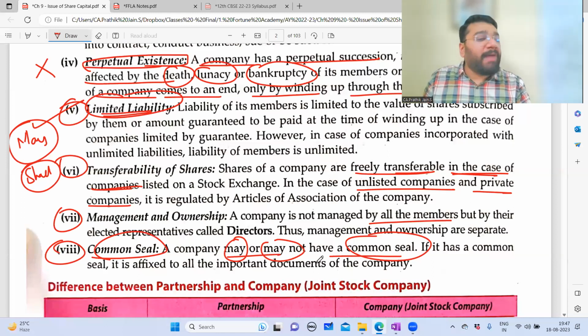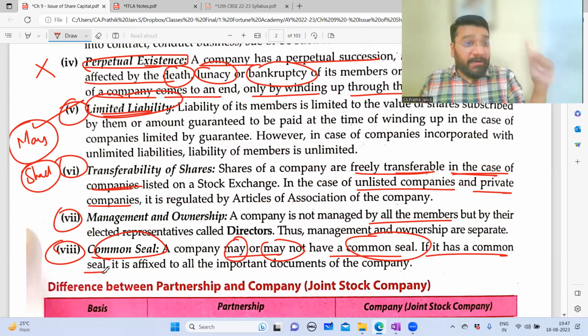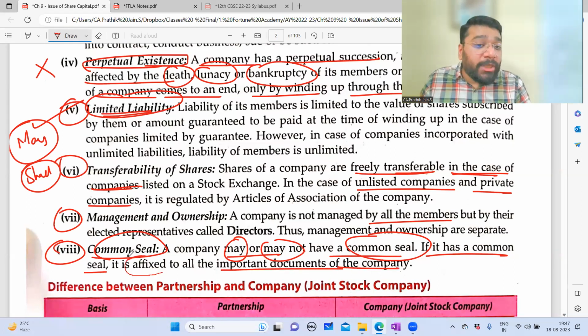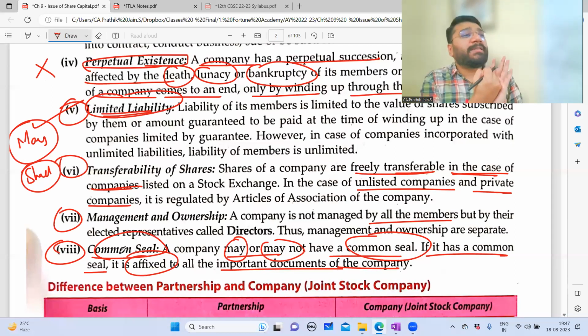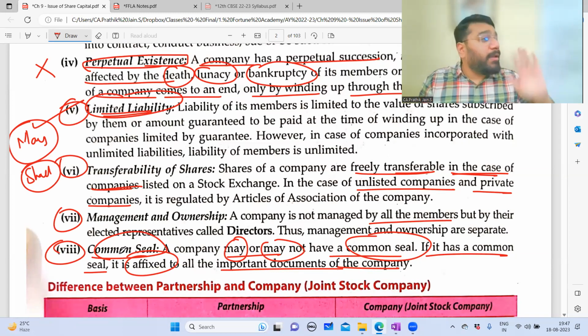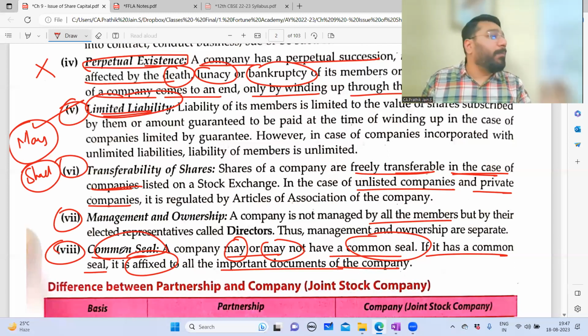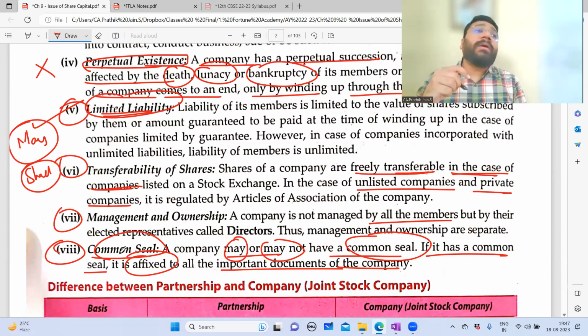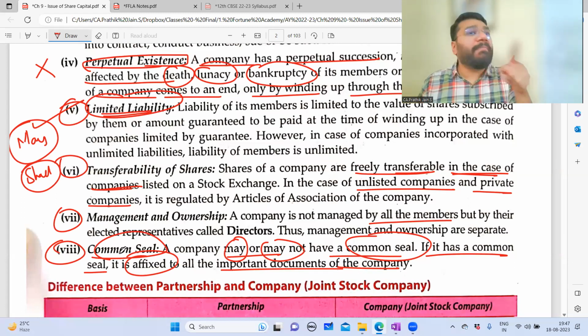So here the word they've used is "may": a company may have a common seal. If a common seal has been registered, then in all the important documents of the company, you have to affix the common seal, which confirms that this is the decision on behalf of the company. Am I clear with this point? So the common seal is basically the signature of the company. Even if you don't have one, it can alternatively be signed by the managing director. Even that is accepted. That's why they used the word "may".